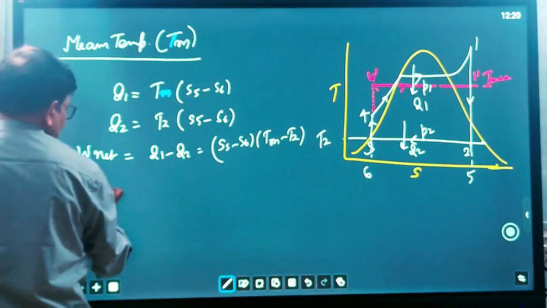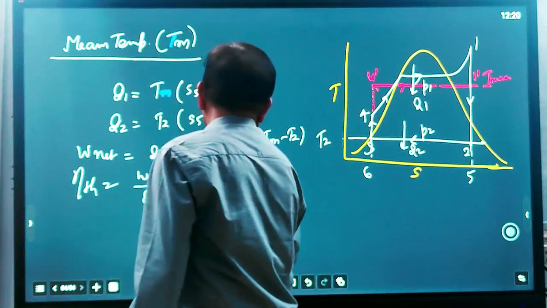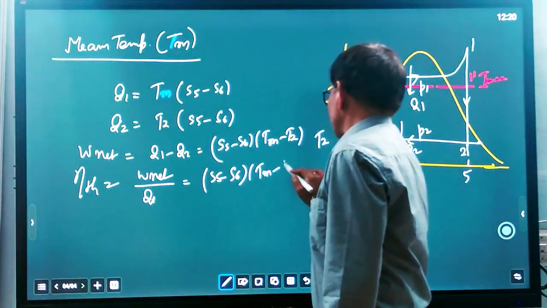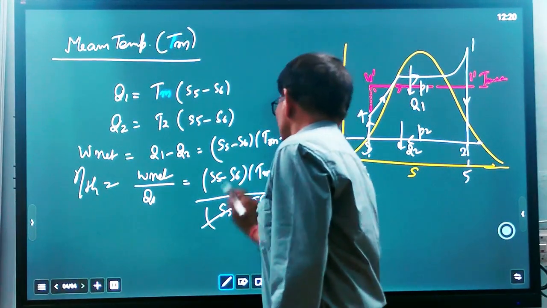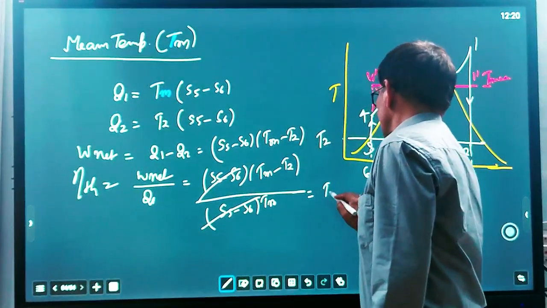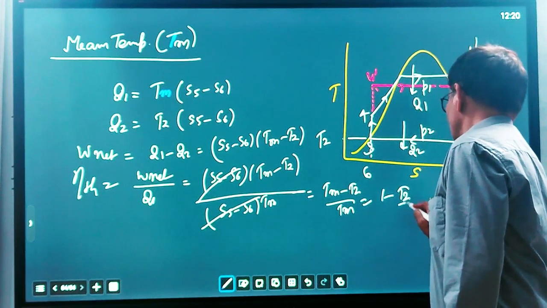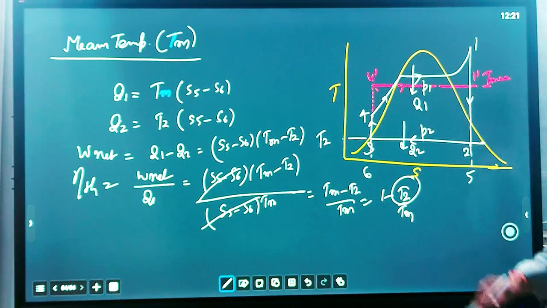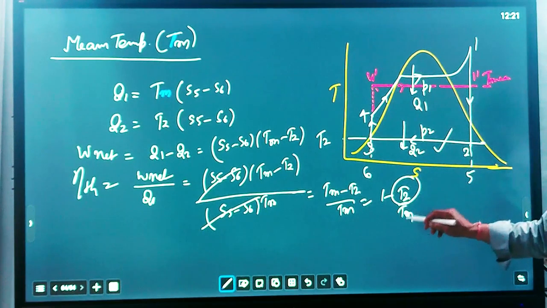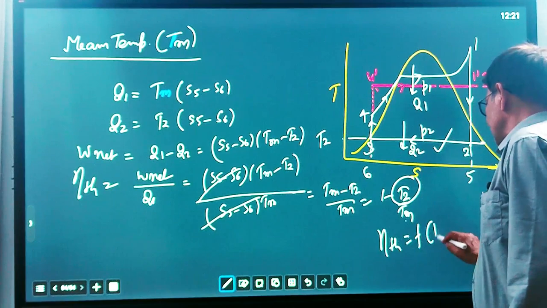So thermal efficiency equals W net upon Q1, equal to (S5 minus S6)(Tm minus T2) upon (S5 minus S6) into Tm. The entropy difference cancels. So it equals (Tm minus T2) upon Tm, that is 1 minus T2 upon Tm. You know that T2 is the condenser temperature and it is constant. Heat rejected in the condenser is constant. Only Tm is varying, so thermal efficiency is a function of only the temperature Tm.